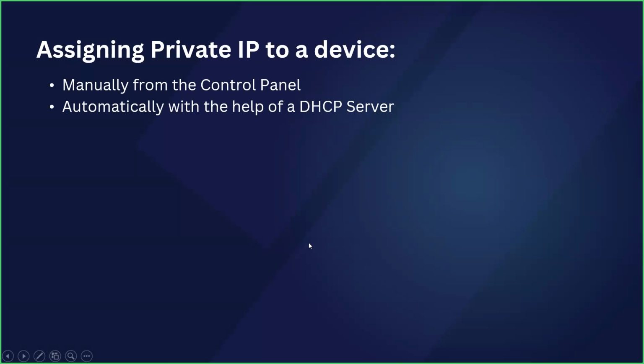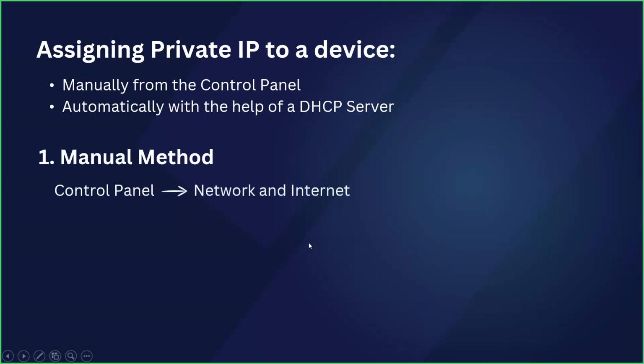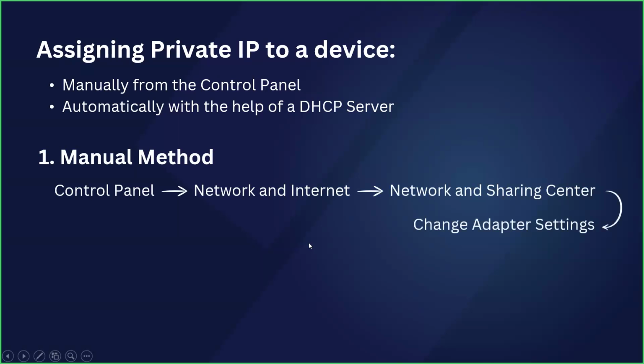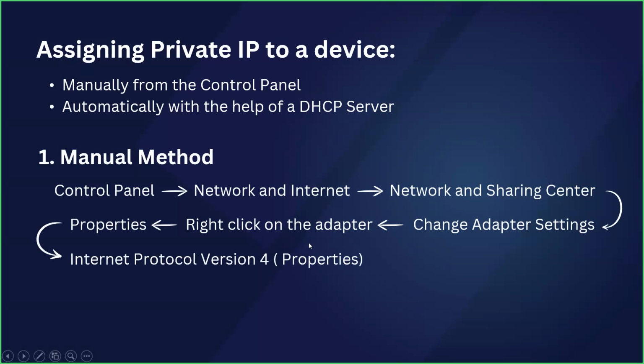First, you open up the control panel. In the control panel, you go to network and internet. In network and internet, you go to network and sharing center. In that, you go to change adapter settings. Then you right click on the adapter for which you want to change the IP, and then you go to properties, IPv4 properties, and then you assign the IP address. So this is the entire pathway for assigning your own IP manually in the control panel.